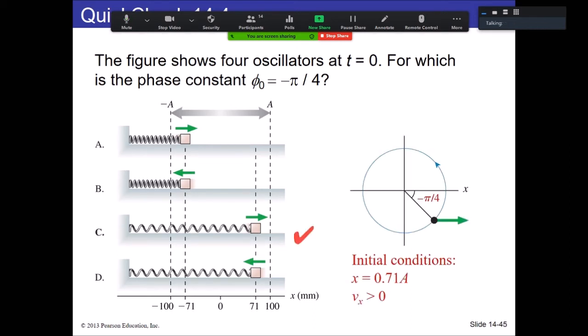C is the correct answer here. This is an eighth of a cycle. We're an eighth of a cycle before we normally start things off, so we have our block here that's already moving to the right, and it has a position that's positive. If we go another pi over 4 in terms of our phase forward, that would put us at a position of maximum displacement.